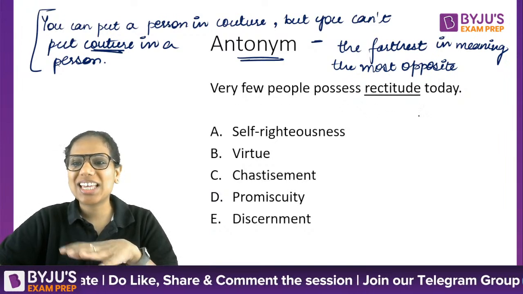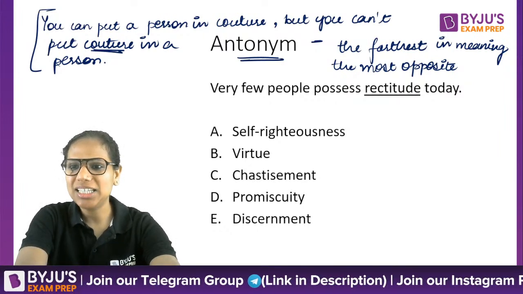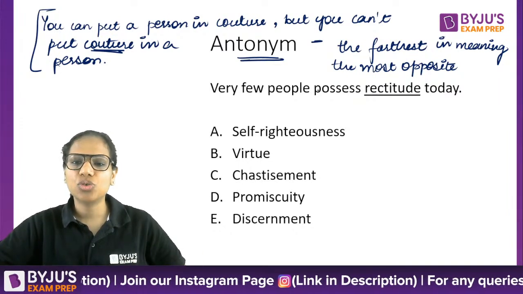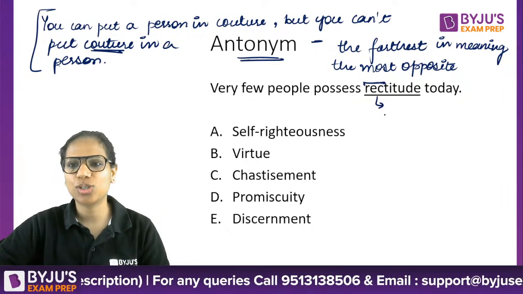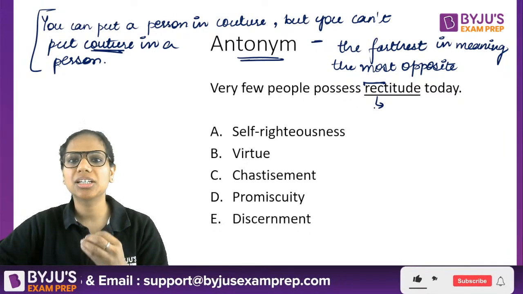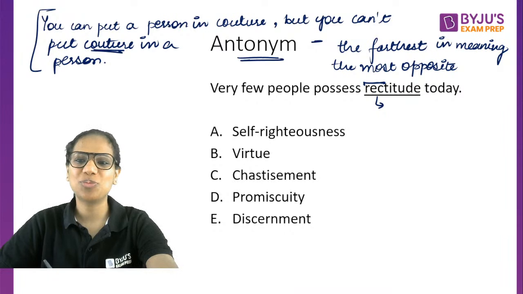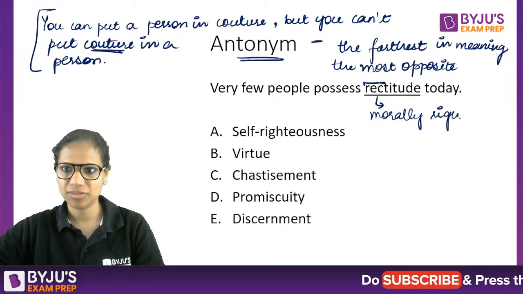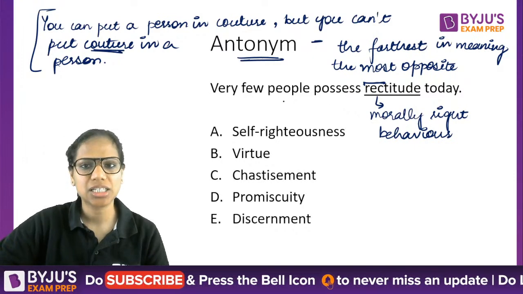So, very few people possess rectitude today. And the answers that I've got are primarily D and E. Okay, E stands out. So, rectitude. Any idea? It is something that's present in correct also. Correct. Yes. So, the morally right way of behaving. That's why it shares its root with correct, right?